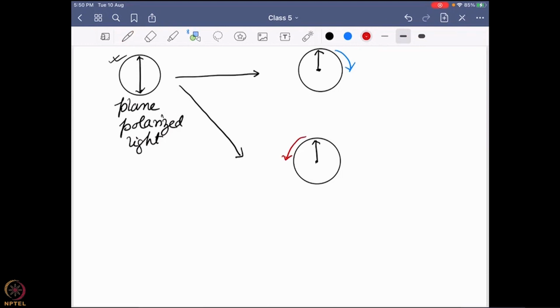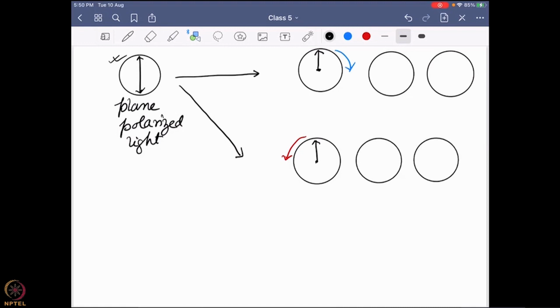So what I mean is the following. So I'm just trying a few more. This particular line over here is going to rotate like this in the right hand direction. On the other hand, this one is going to rotate in the left hand direction. So these are the two different circularly polarized lights present, which actually generate this plane polarized light.